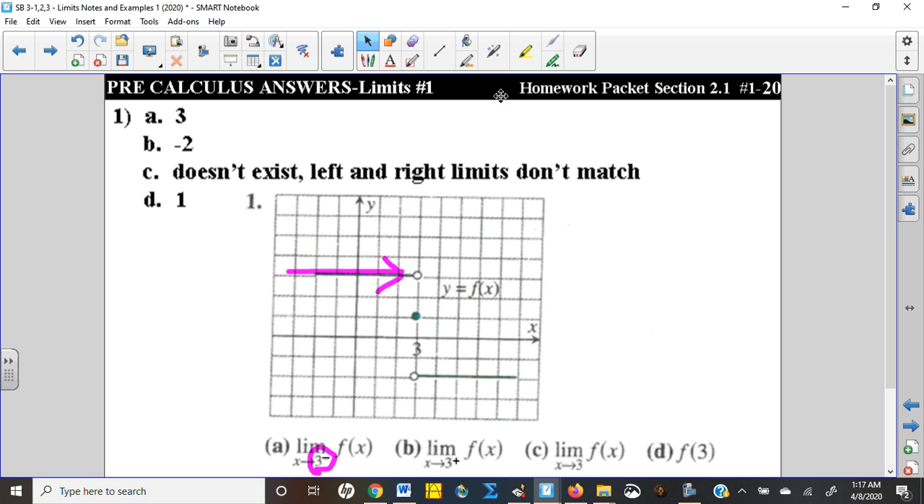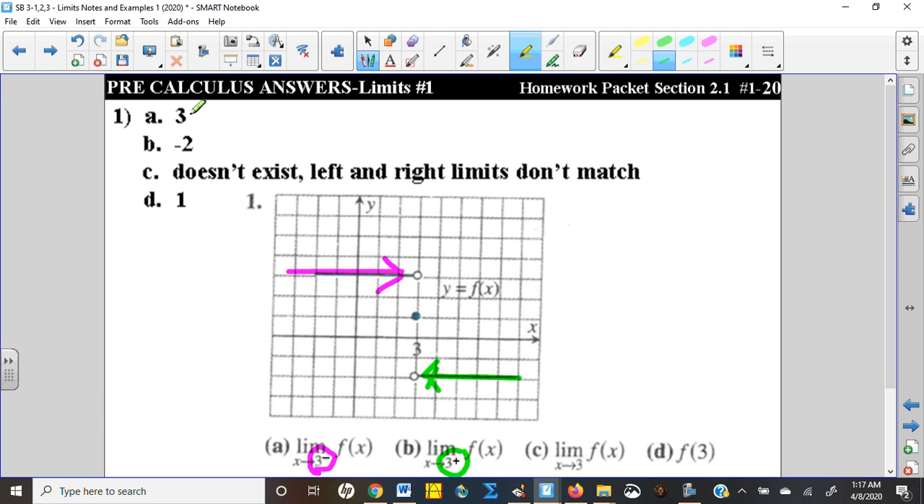On the other hand, as I approach 3 from the right, so I come in this way, the function actually has a constant height of, let's see, 2. Heights don't have to be constant, but that makes it easy to track them. And so that's why the answer up here is, I said 2, I meant negative 2.